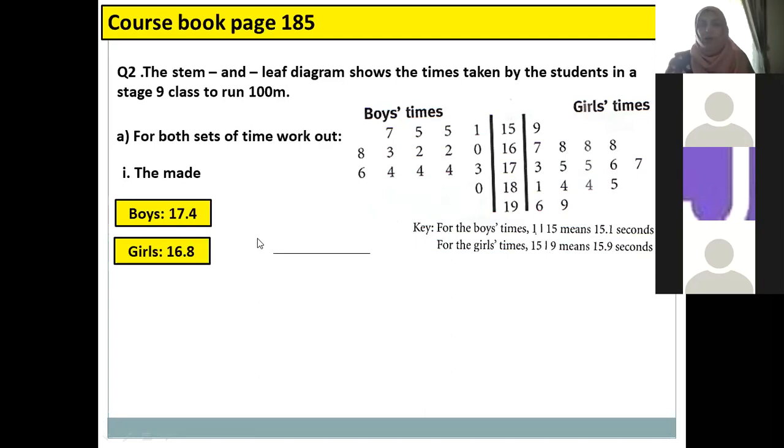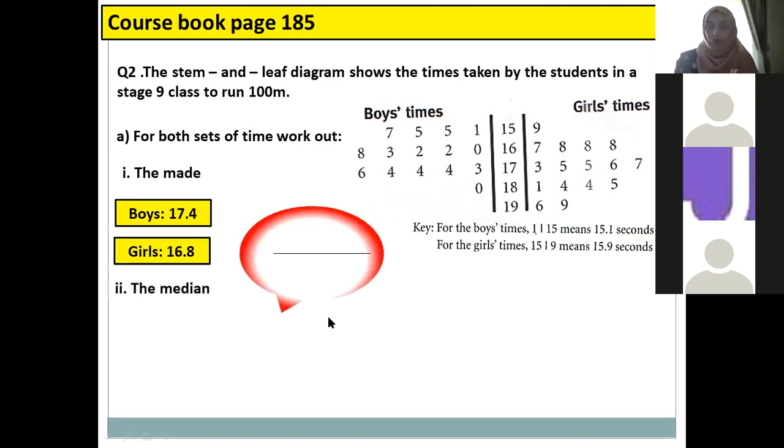Okay, let's go for finding the median. Median, the one in the middle. I will give you this hint. Remember, frequency plus 1 divided by 2. This is for finding the position. And after we find the position, we go and get the value.